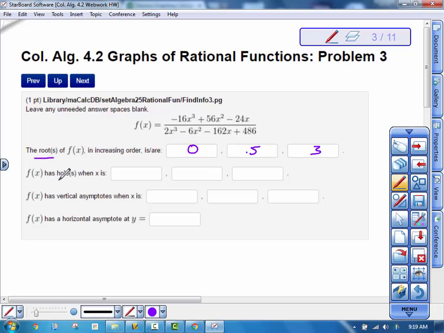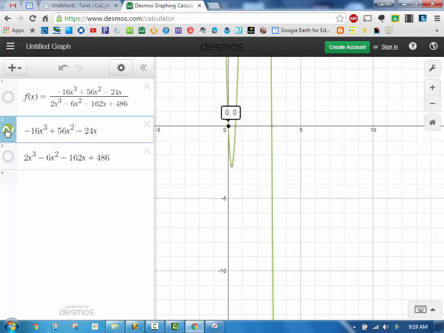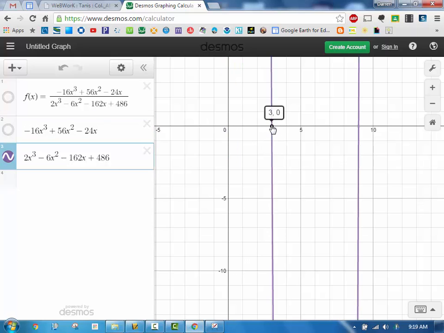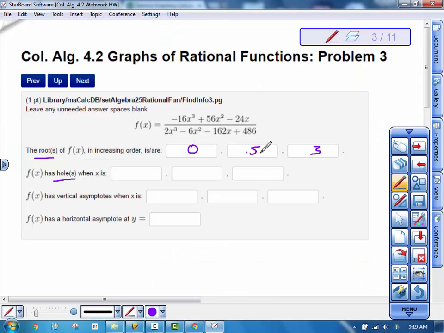Next, we want the holes. The holes are places where we have zeros in the top and zeros at the bottom that are the same. So places where factors cancel. So we're going to look for the zeros at the bottom now. So go to decimals and just graph the bottom and see where it's the same. So it looks like 3 is the one. 3 was also a zero on the top. So when x is 3, there's the hole. I'm not sure why there's 3 spots here. I guess we'll leave those blank for now.